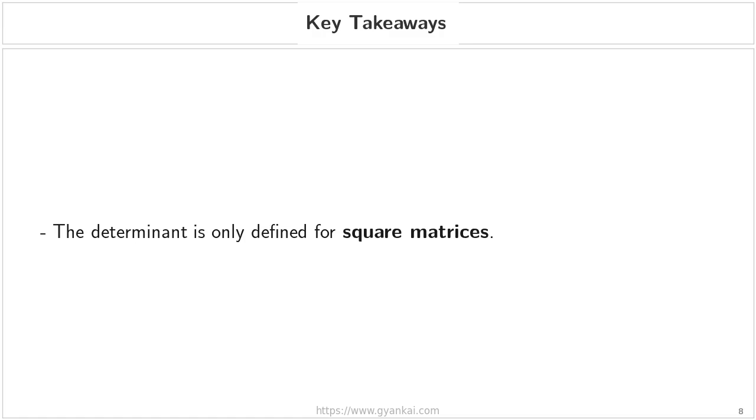Key takeaways. First and foremost, always remember that a determinant is only defined for square matrices. This means the number of rows must exactly match the number of columns. You won't find a determinant for a rectangular matrix.